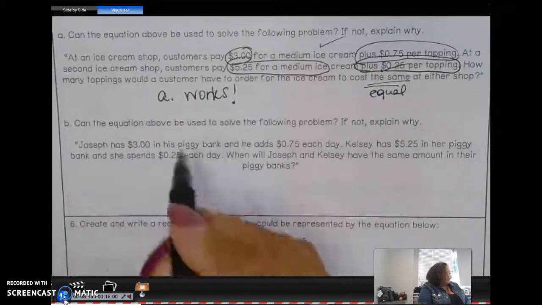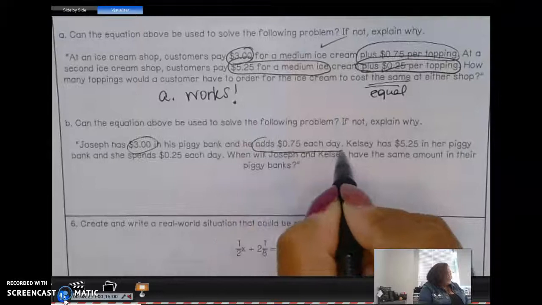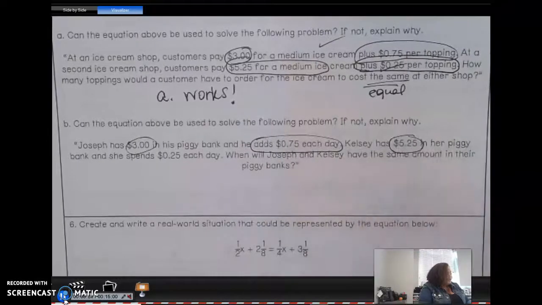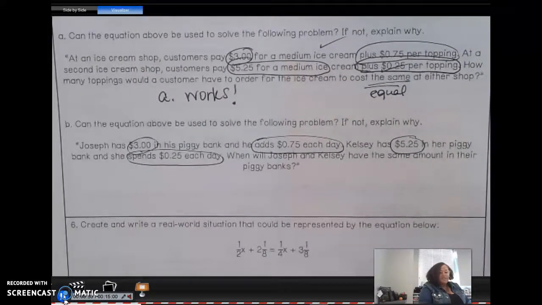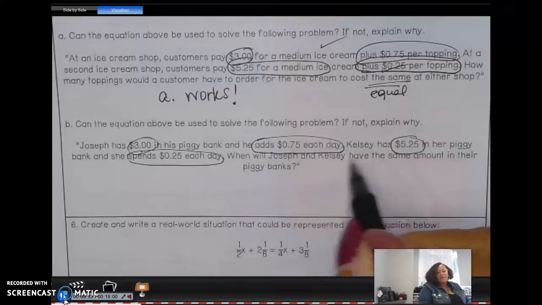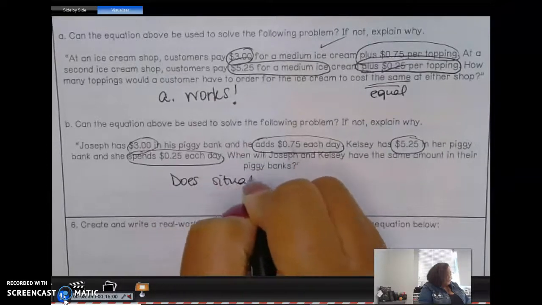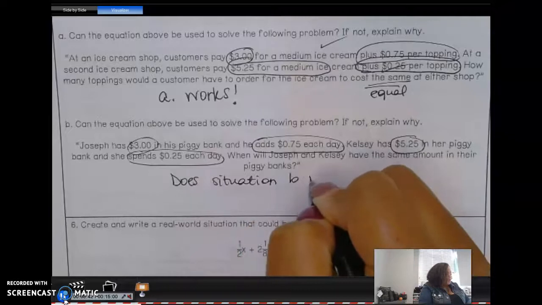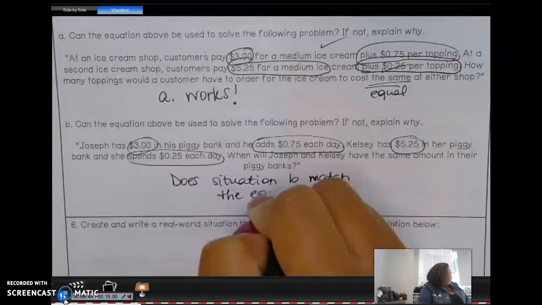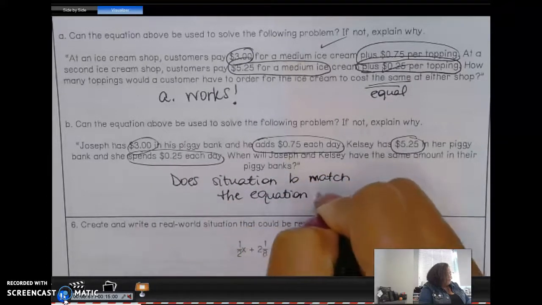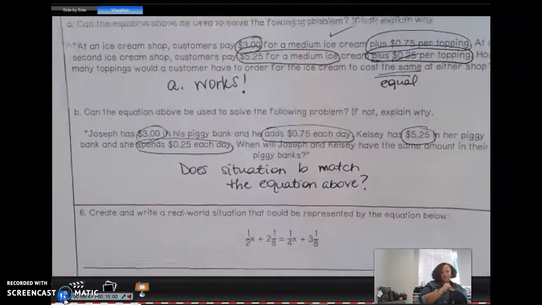Joseph has $3 in his piggy bank. Can this equation match this statement? And he adds 75 cents each day. Kelsey has $5.25 in her piggy bank, and she spends 25 cents each day. Will Joseph and Kelsey have the same amount in their piggy banks? Does situation B match the equation above? Okay, so that's what we got to do for that one.